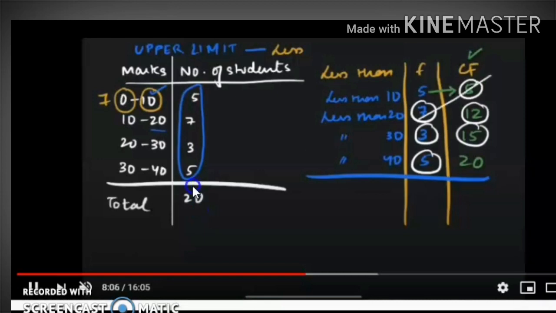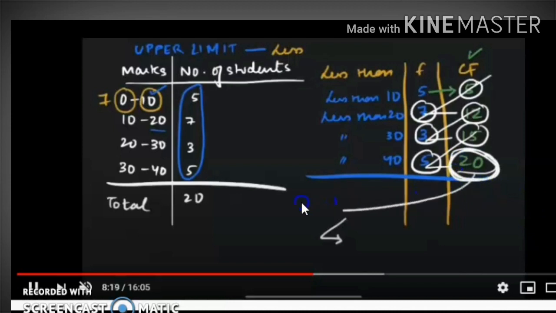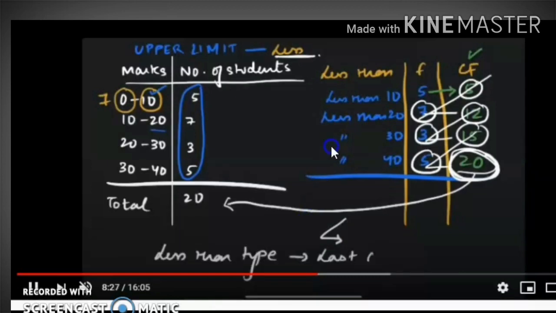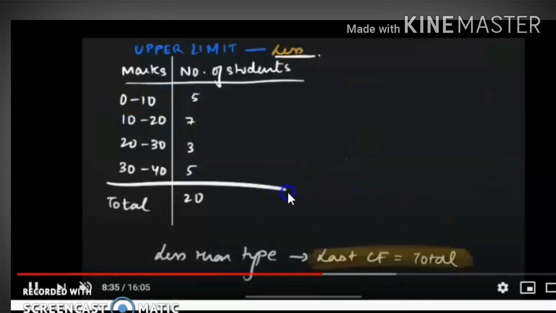So this is the less than frequency curve that you are going to see. You will be finding the CF like this. That's why the arrow has been put, and this 20 and this 20 will be the same. Then your answer is right, we can say that. So this is the less than frequency. For the less than type, the last frequency is equal to the total. So that is to be noted.